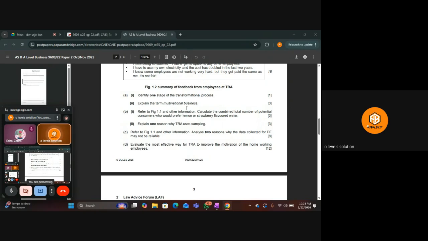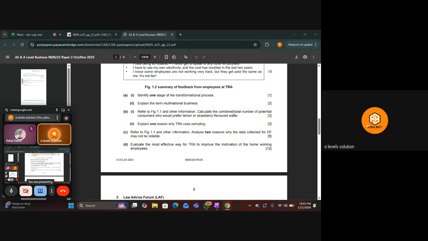Explain the term multinational businesses. So in the A part, we just need to identify, but in the B part we need to explain the meaning of multinational business, and plus we need to write the application as well. And then in B1, we need to see figure 1.1 and other information.